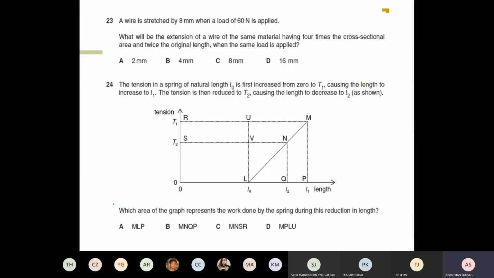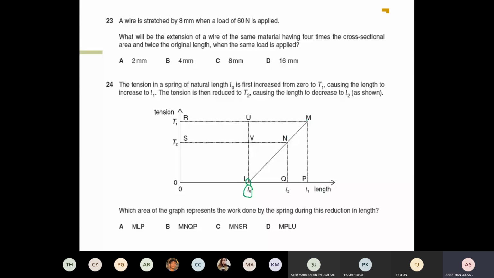This graph is a little weird because it never starts from the origin. Why does it never start from the origin? Because they took the total length. They never took extension. Normally we plot force versus extension. This one is force versus total length. That means the original length is included. That's why it starts from here. The L naught is the total length. So you extend it, energy is stored. Which area of the graph represents the work done on the spring during the reduction in length?